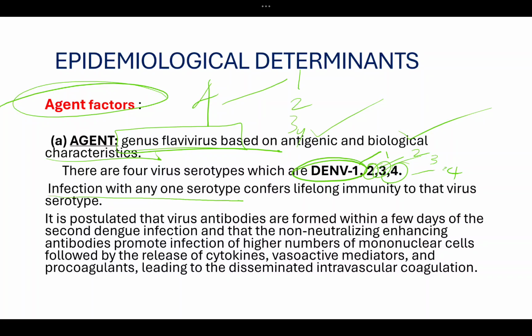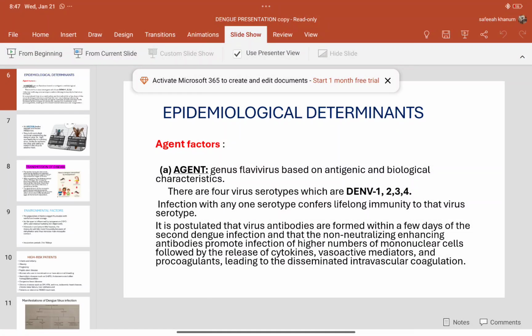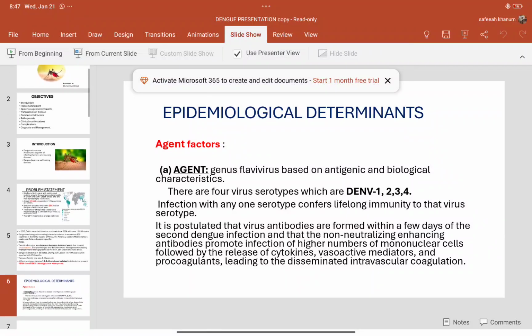Infection with any one serotype will give lifelong immunity to that virus serotype. So now let me explain this. For example, let us assume a person A is affected with dengue virus 1. So he gets lifelong immunity against that virus. Next time if dengue virus 1 tries to affect this person, he will no longer be affected by that.